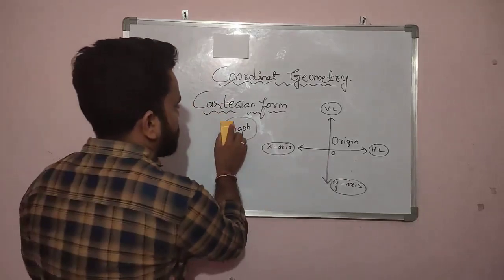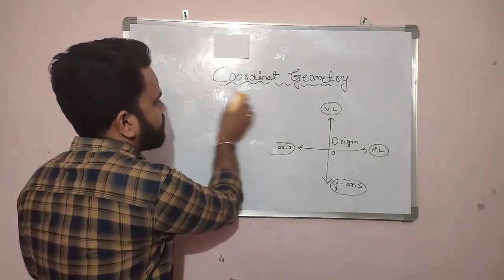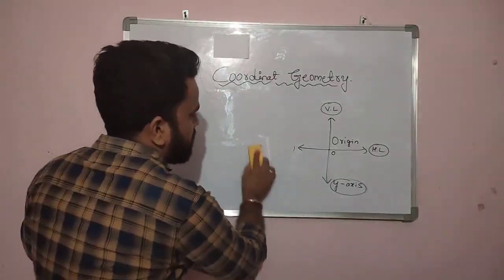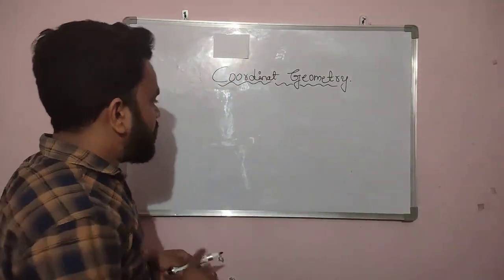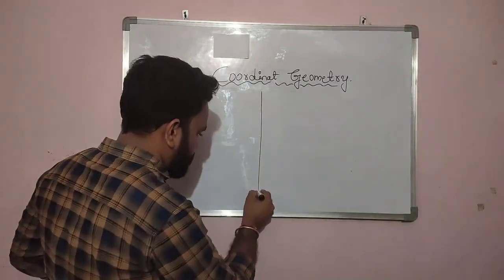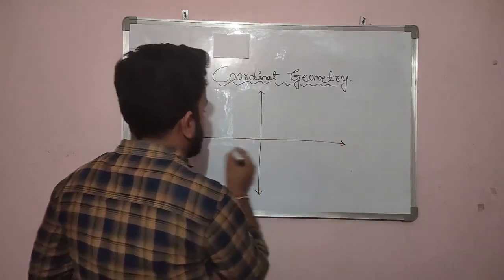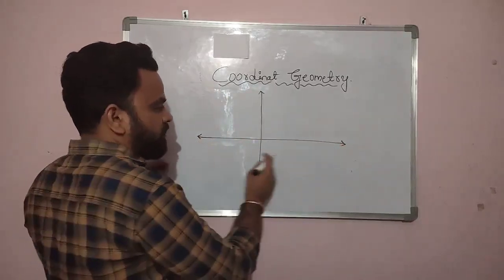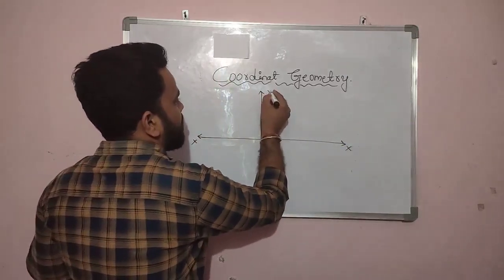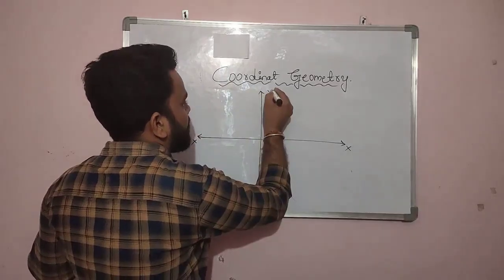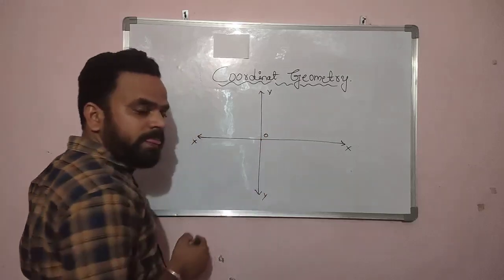So here we will discuss what and how will be the values. In this Cartesian form, we will be having a vertical line and a horizontal line. Just now I said horizontal line is called x-axis, so it will be x, vertical will be y, and the point where both are meeting, that is called origin, denoted by O, right?